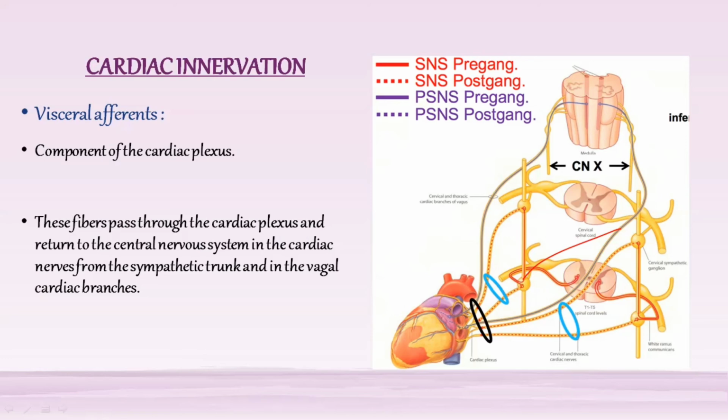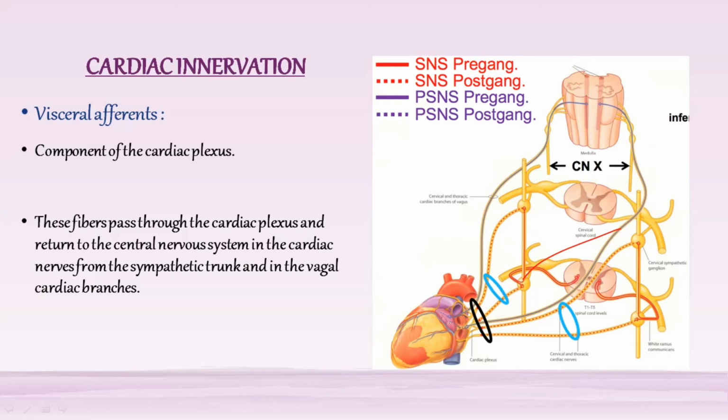Visceral efferent fibers arise. Simply you have to remember that there are also some visceral efferent fibers for conveying reflexive and nociceptive information. Now these visceral efferent fibers pass from the heart, meaning from the cardiac plexus of the heart, towards the central nervous system. Clear?